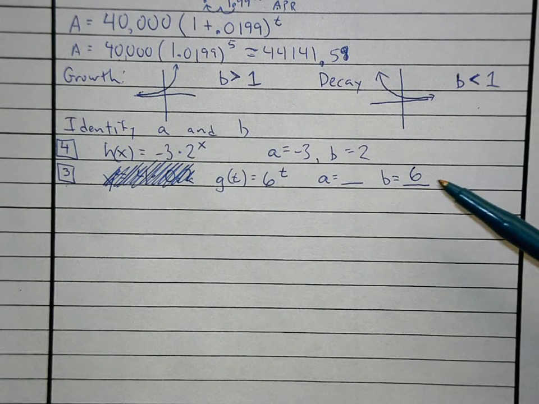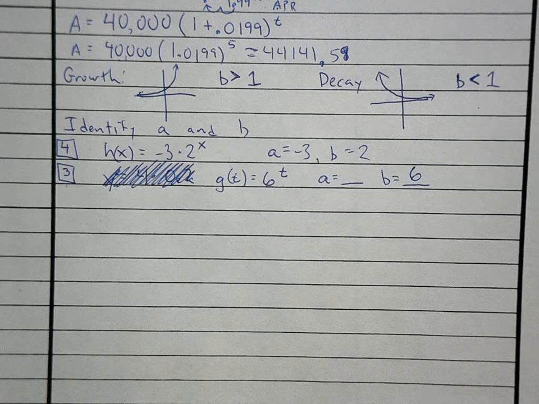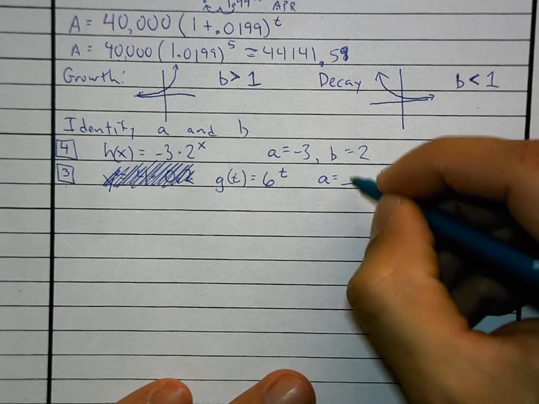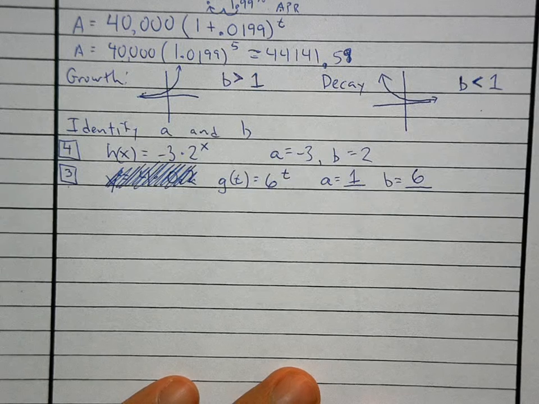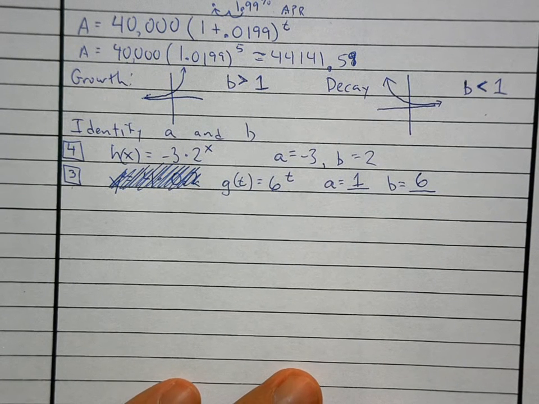Now the A, I heard some correct answers and I heard some incorrect answers. So let's just hear how many different answers. What did you think A was? Say it out loud. 6, 2, 1, 0. If you said 1, you are correct. Lots of different answers though.